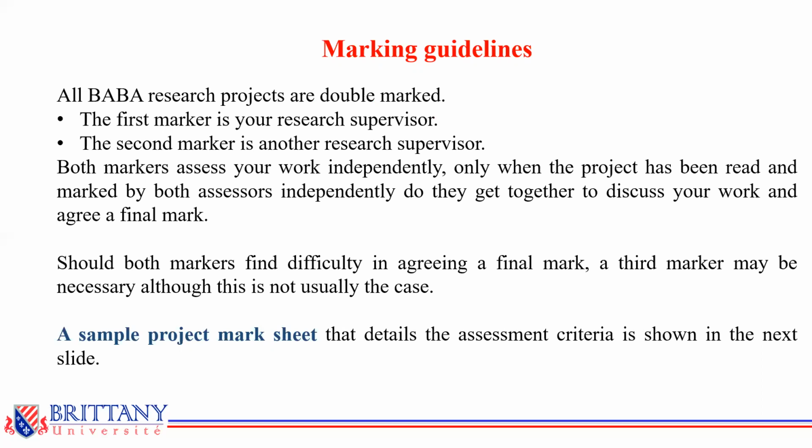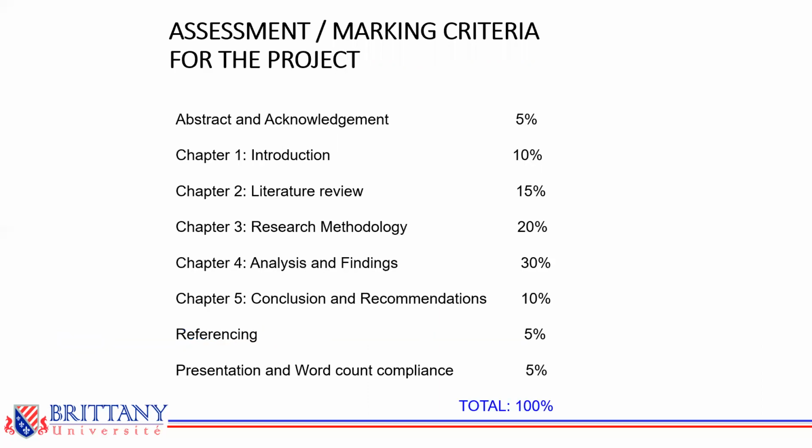Should both markers find difficulty in agreeing the final mark, a third marker will be necessary, although this is not usually the case. So what happens if your supervisor gives a significantly low mark and your second marker's mark is very different from your first marker's? Usually it goes to the third marker for a final mark, but this is a very rare case. It doesn't happen usually. A sample project work mark sheet that details assessment criteria is shown in the next slide. All right, so this is how you will be graded. You take note of this.